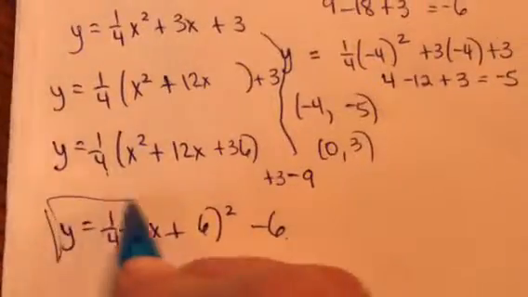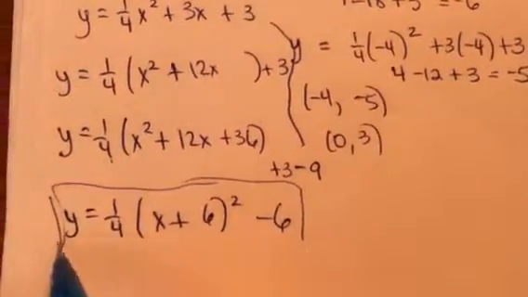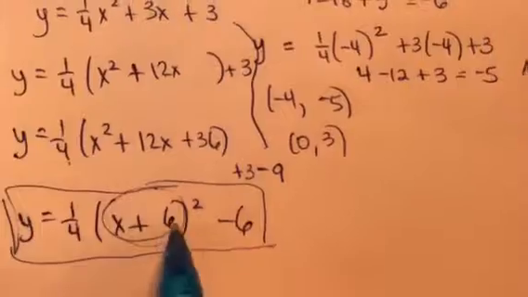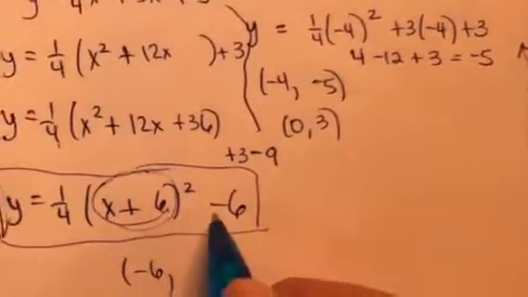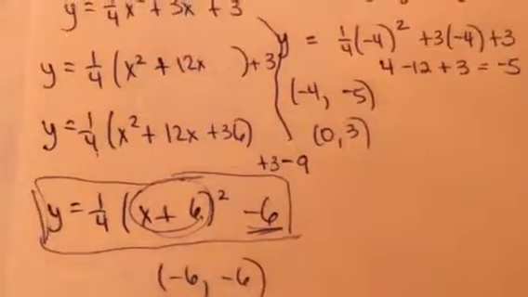So this is it in standard form, which is great because I can see my vertex. What makes this 0 is negative 6. What's tagged on the end is negative 6. So there's your vertex.